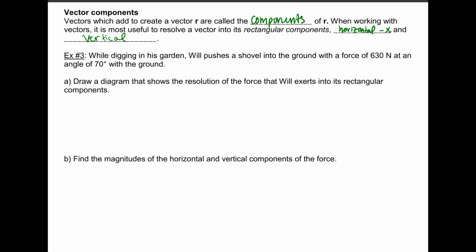The screencast is uploaded. Example 3. While digging in his garden, Oren pushes a shovel into the ground with a force of 630 newtons, at an angle of 70 degrees with the ground.